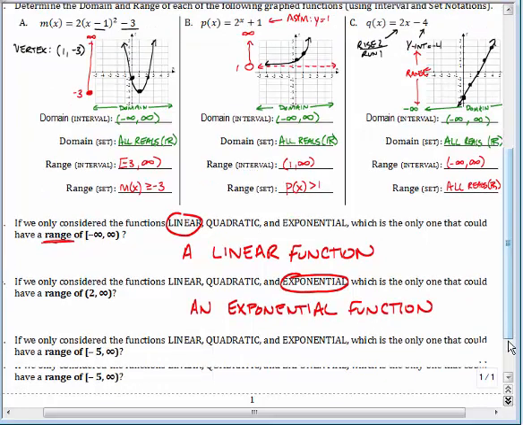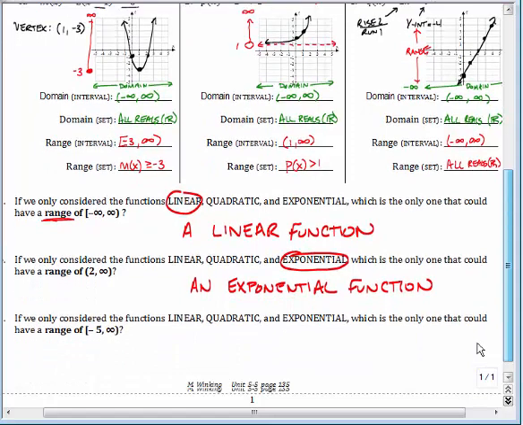Alright, and the last one says, if we only consider the functions linear, quadratic, and exponential, which is the only one that could have a range of negative 5 to infinity, including the negative 5. So the square bracket, it looks just like that one. So this would be a quadratic.